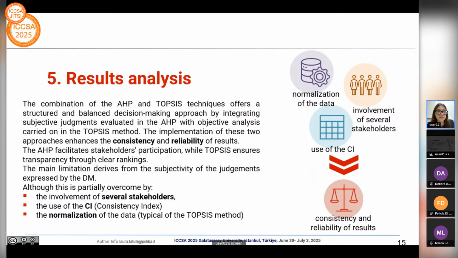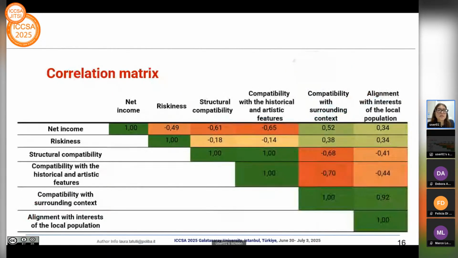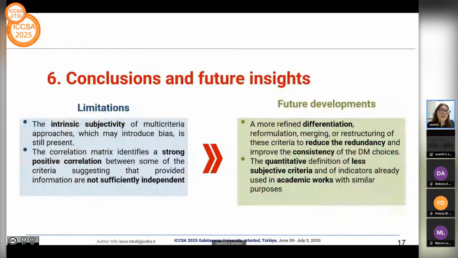This is the correlation matrix that was developed to ensure the independence of the criteria used. And this matrix has highlighted how there are some high positive relations between some of the criteria, which has led us to consider that the provided information was not sufficiently independent.